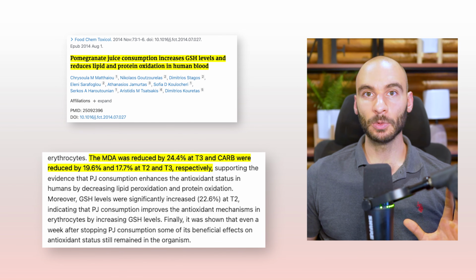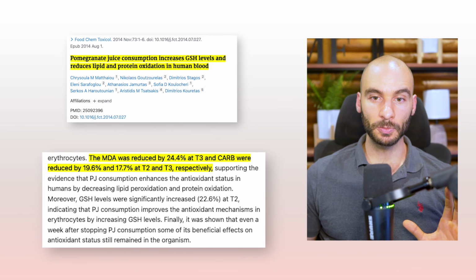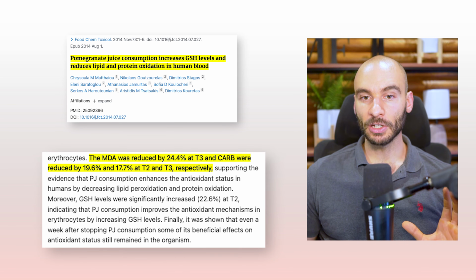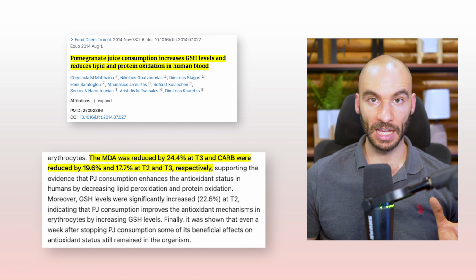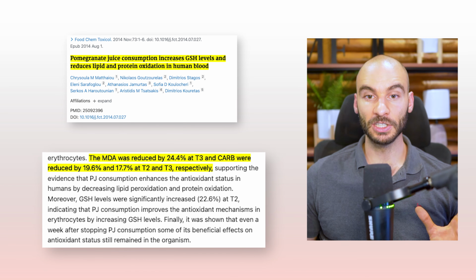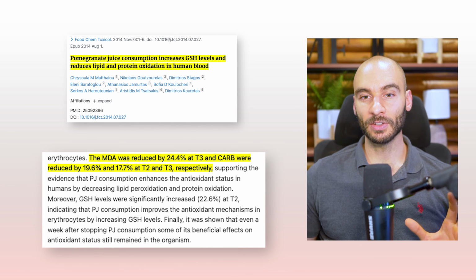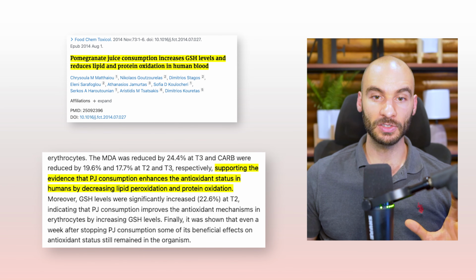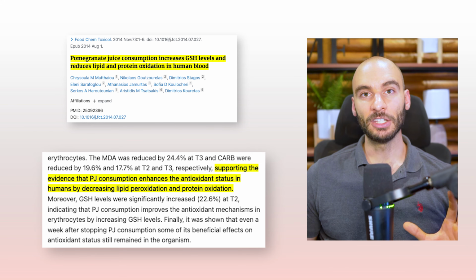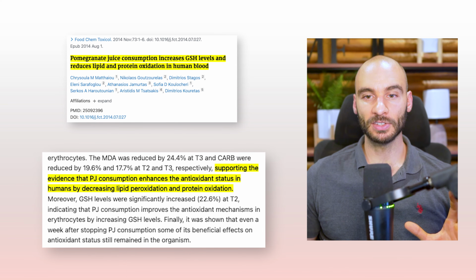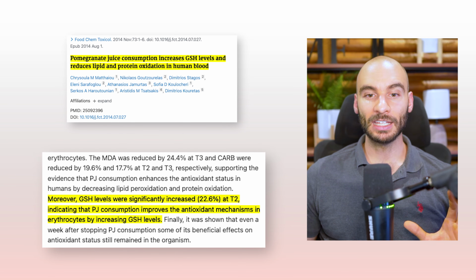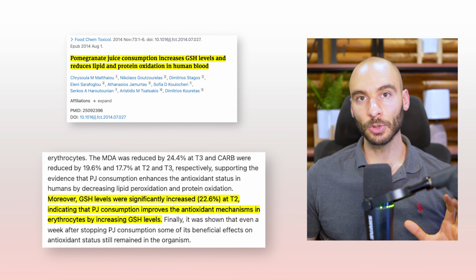Then with pomegranate juice, what we can see is that they say malondialdehyde, which is a marker of lipid oxidation, was reduced by 24.4%, and protein carbonyls, which are a marker of protein damage from reactive oxygen species stress, were reduced by 19.6% and 17.7% at time 2 and time 3, respectively, supporting the evidence that pomegranate juice consumption enhances the antioxidant status in humans by decreasing lipid peroxidation and protein oxidation. Moreover, glutathione levels were significantly increased at time 2, indicating that pomegranate juice consumption improves the antioxidant mechanisms in red blood cells by increasing glutathione levels.